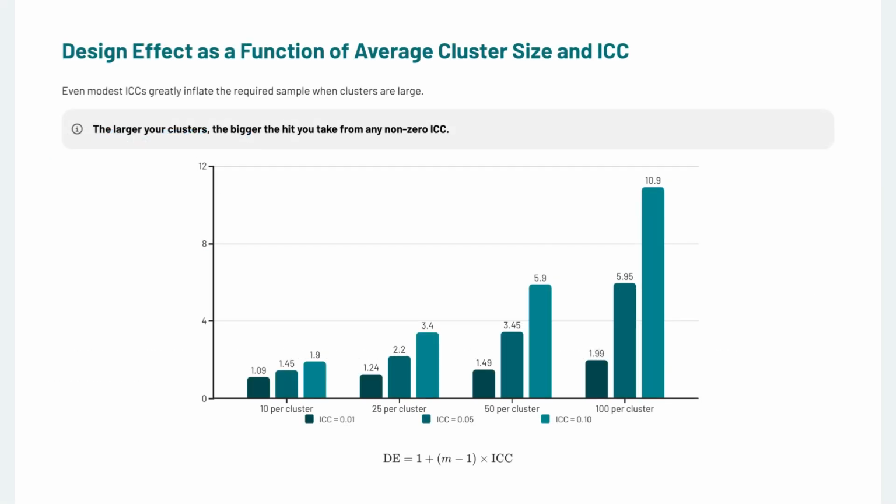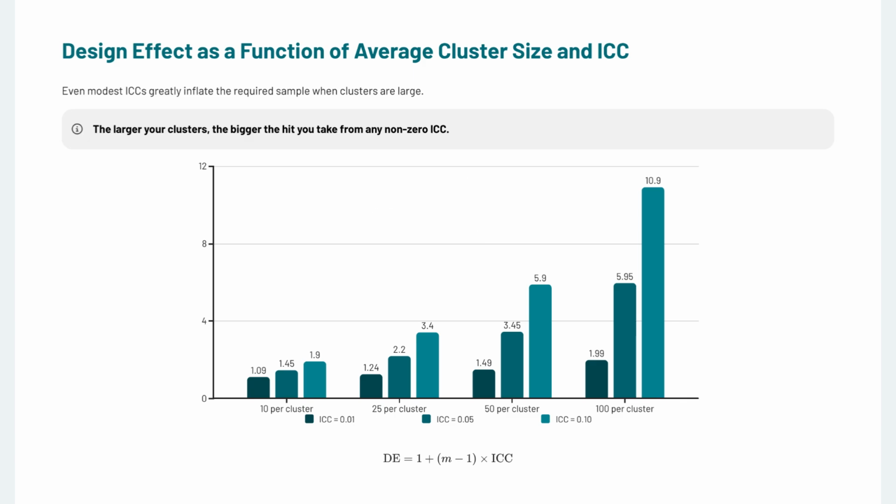Let's illustrate with a graphic of how the ICC and average cluster size impact the design effect. From the figure, we see the design effect grows as both the ICC and the average cluster size increase. Even modest ICCs can greatly inflate your required sample when clusters are large.